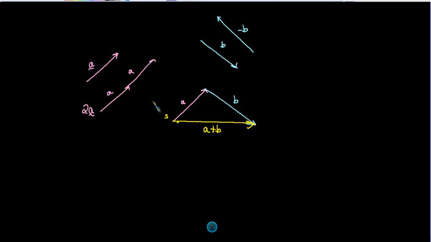Okay, hey guys, so just recapping what we know about vectors so far: if we've got a vector that goes like this, for 2a, it's that vector plus that vector again, so that whole thing there is 2a.